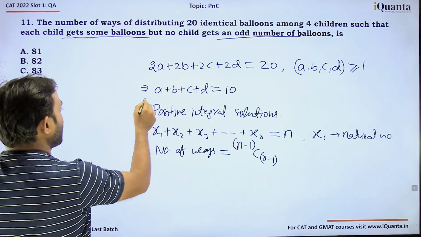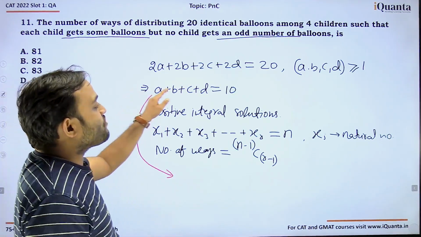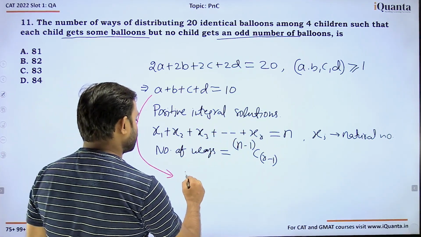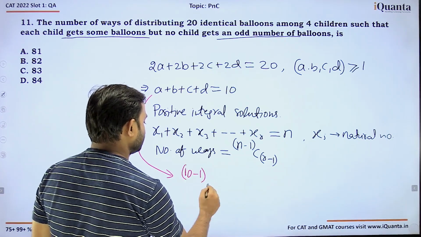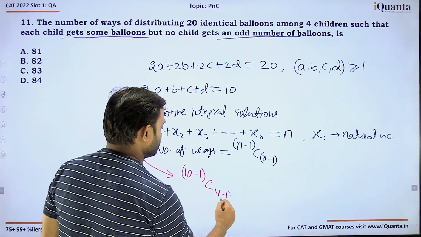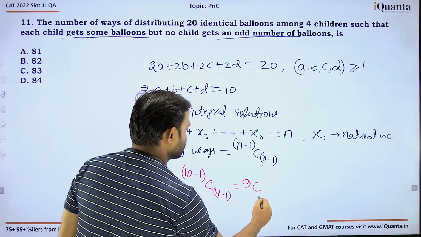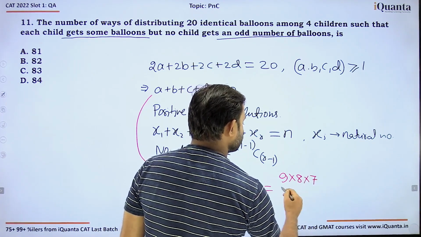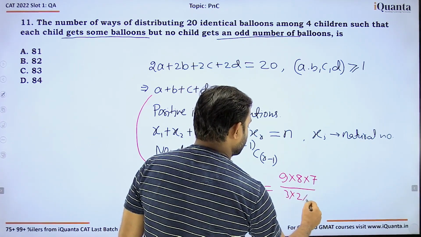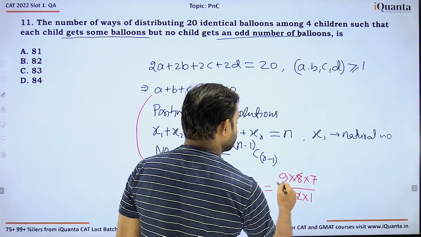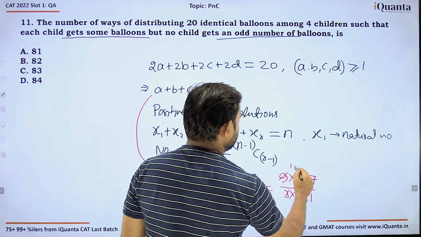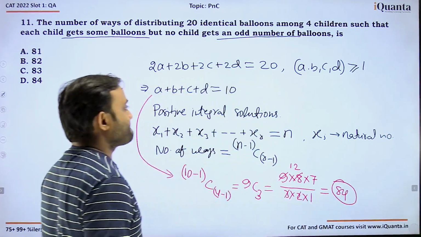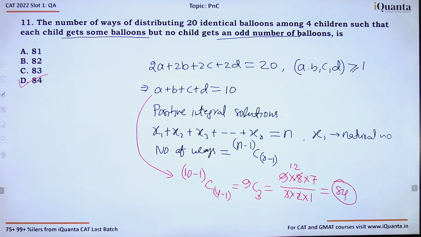If you want to find in how many ways the sum of 4 natural numbers is equal to 10, the number of ways will be 10 minus 1 C 4 minus 1, which is equal to 9C3, which is equal to 9 into 8 into 7 upon 3 into 2 into 1. 3 into 2 is 6, 6 into 12 is 72. The value is 84. So option D is correct here.